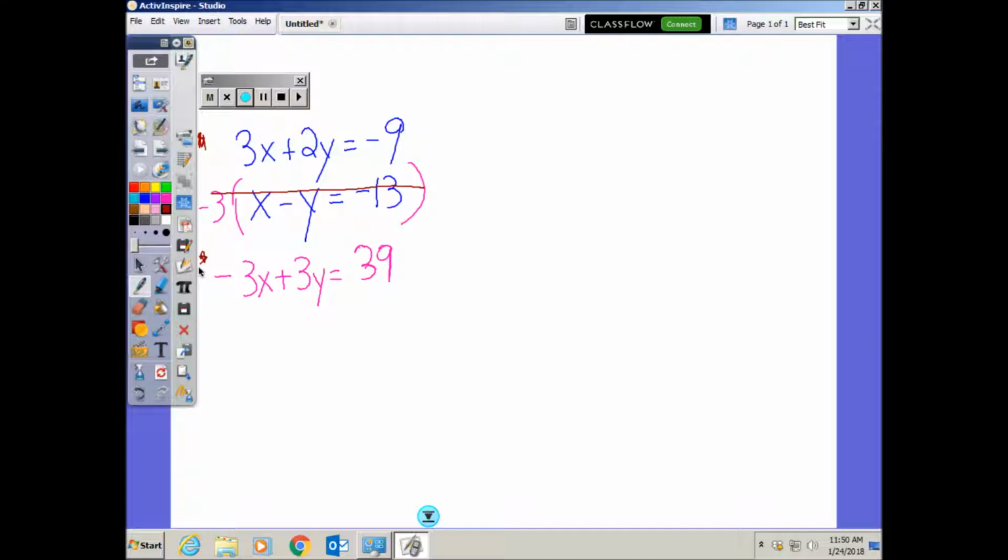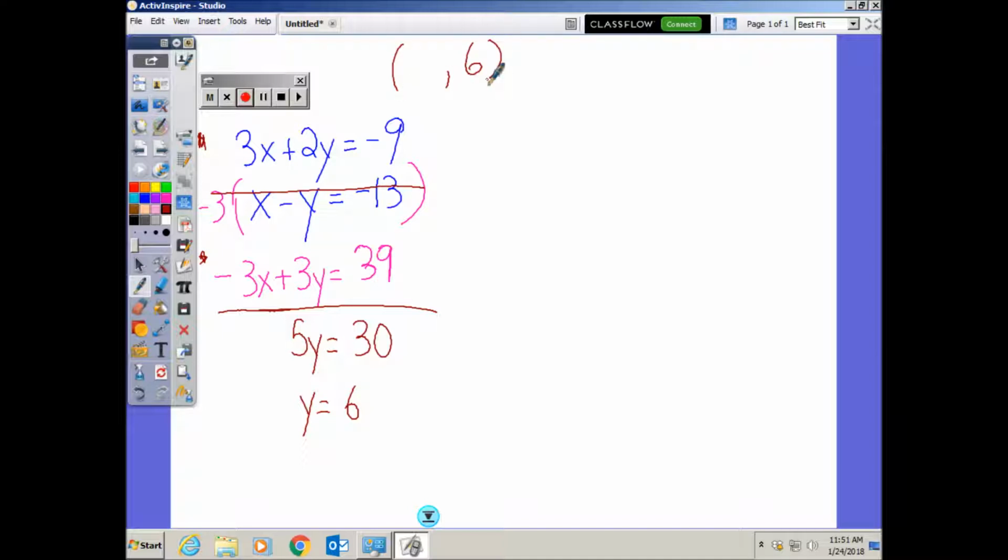3x and negative 3x, when I combine those terms, cancels out, I get 0. 2y and 3y gives me 5y. Negative 9 plus 39 gives me positive 30. So y equals 6.